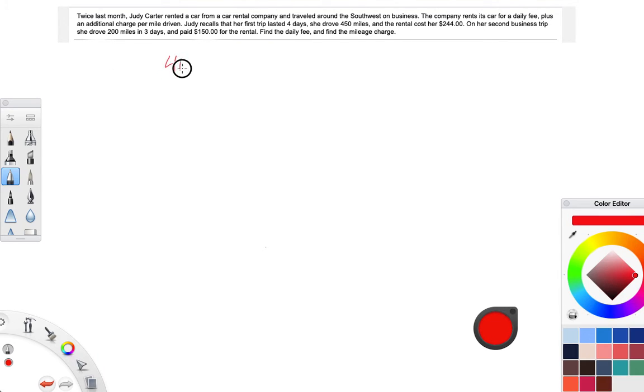Okay, hopefully you actually paused the video and you came up with a solution. We need two equations. 4y plus 450x is equal to 244. We're going to say that y is how much per day. So 4 times however much per day plus 450 times however many miles equals 244. You could use d and m, that would be fine, it doesn't matter.